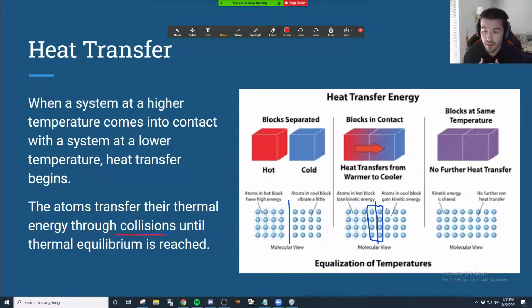So basically, this is kind of like a chain reaction. You can think of it as these particles here bump into these and cause those to speed up, which then bump into these and cause these to speed up. As this propagates through the metal or through the cold block, it starts to warm up, okay?